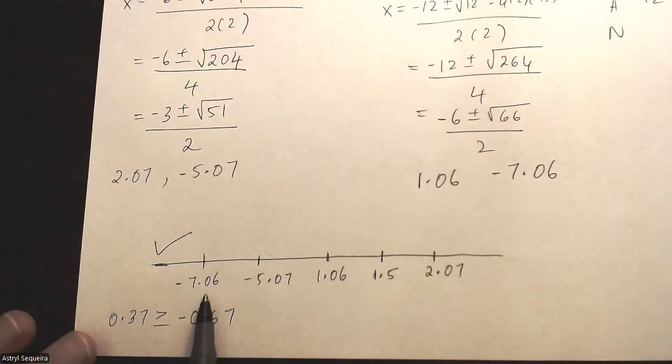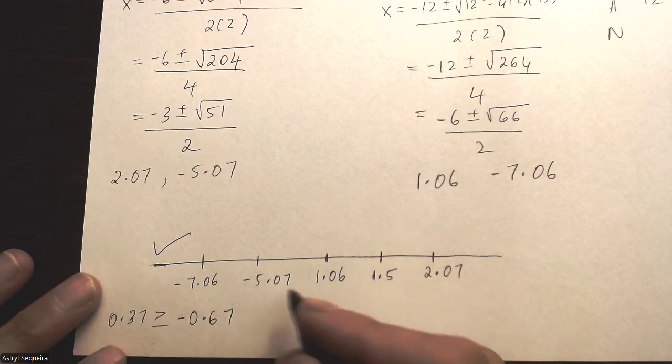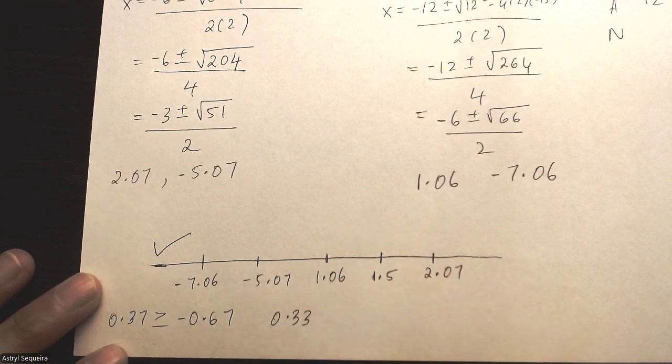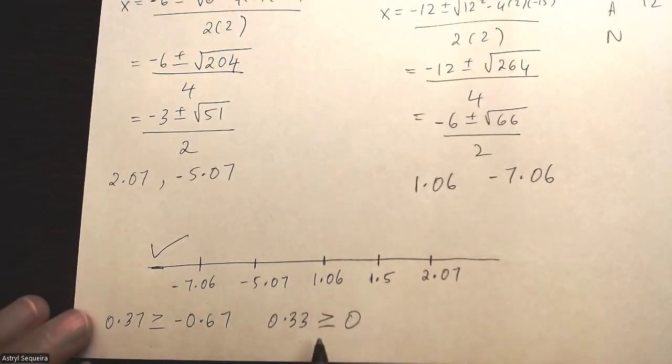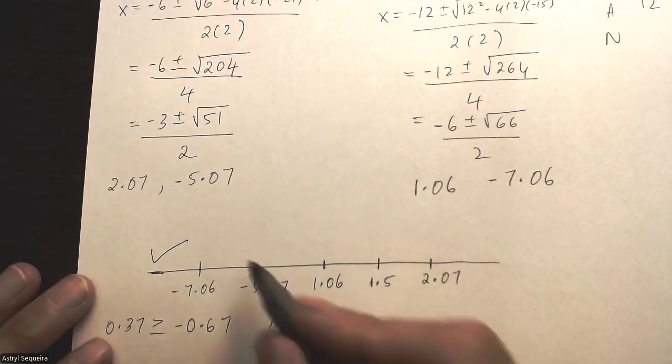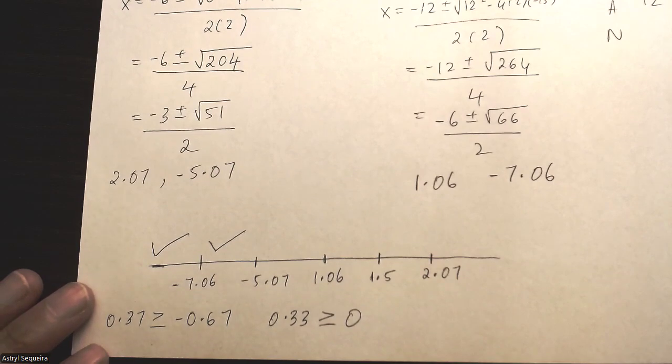Now let's sub in a value between these two. I'll pick negative 6. If I sub in negative 6 into the first equation, I get 0.33. And if I sub in negative 6 into the second equation, I get 0. So is 0.33 greater than or equal to 0? Yes, it is. So this one is true as well.